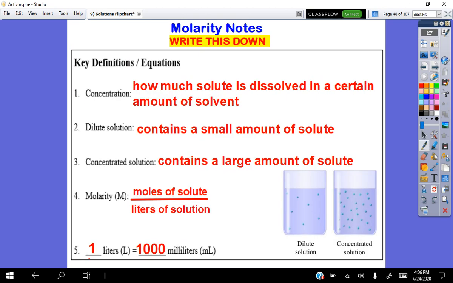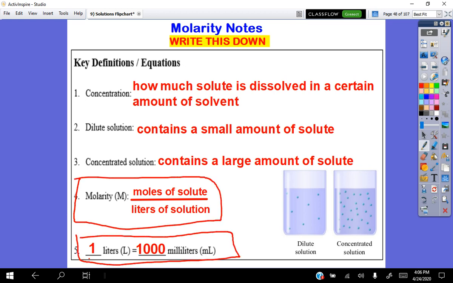In the last video lesson, you learned about the concepts of molarity and dilution. In this lesson, we need to pull some key ideas from there, specifically the molarity equation, moles of solute divided by liters of solution, and this conversion factor, 1 liter is equal to 1,000 milliliters.